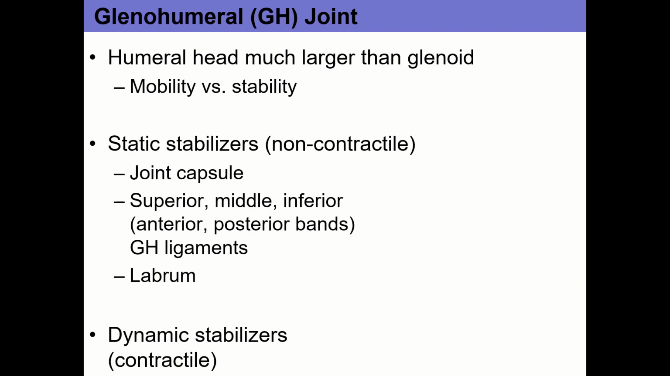All right. So let's talk about the glenohumeral joint. So one of the things that I've mentioned about the glenohumeral joint is the relative size of the glenoid cavity versus the humeral head. So at any one time, the glenoid cavity is only going to cover up about a third of the humeral head. So there's not a lot of bony overlap. And there's some good and bad to that. The good to that is because there's not a lot of bony overlap, the shoulder is a really mobile joint.